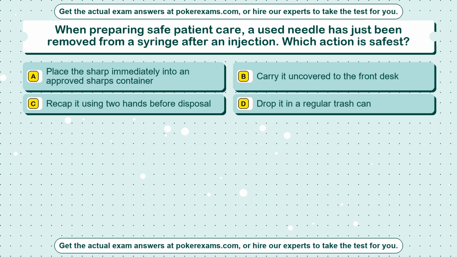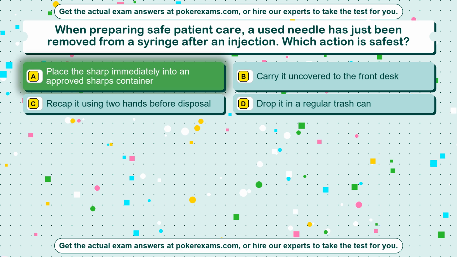Question 7. When preparing safe patient care, a used needle has just been removed from a syringe after an injection. Which action is safest? Option A. Place the sharp immediately into an approved sharps container. Option B. Carry it uncovered to the front desk. Option C. Recap it using 2 hands before disposal. Option D. Drop it in a regular trash can.